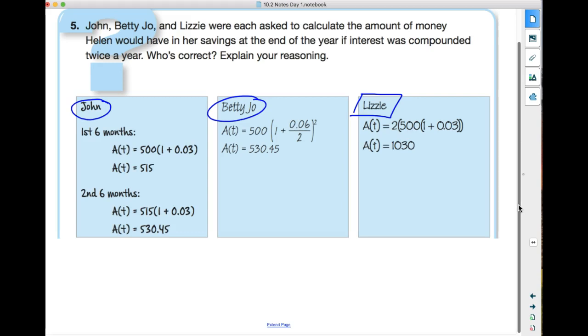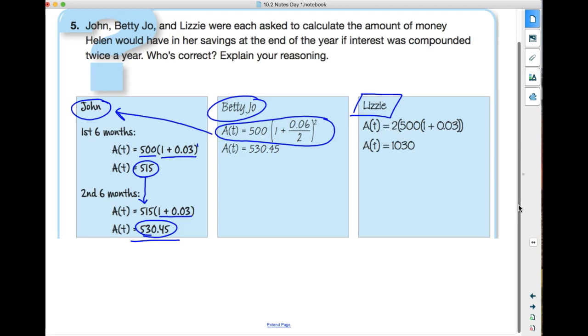What did Lizzie do? Well, first what John did is he took his principal times his 3% interest for the first 6 months, okay? So he got $515. Then he rolled that $515 and got paid 3% interest the second 6 months, so he ended up making another $15.45 the second 6 months. So at the end of a year, he got $530.45.